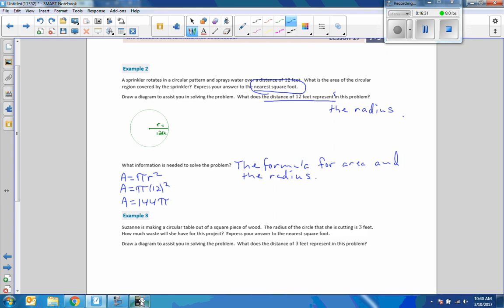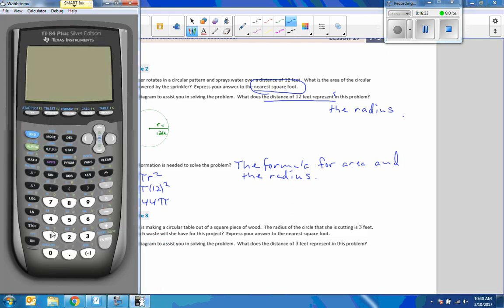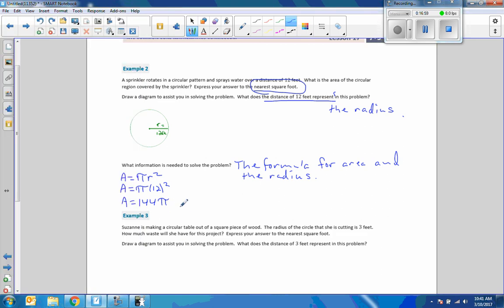So I will use my calculator, and I'll use 144. And this calculator has a pi symbol, so if I hit the second button and then the caret symbol, now I have 144 pi. I hit enter, and it tells me 452.389. Nearest square foot, 0.38 is less than 0.5, so I'd round to 452, which equals 452 feet squared.